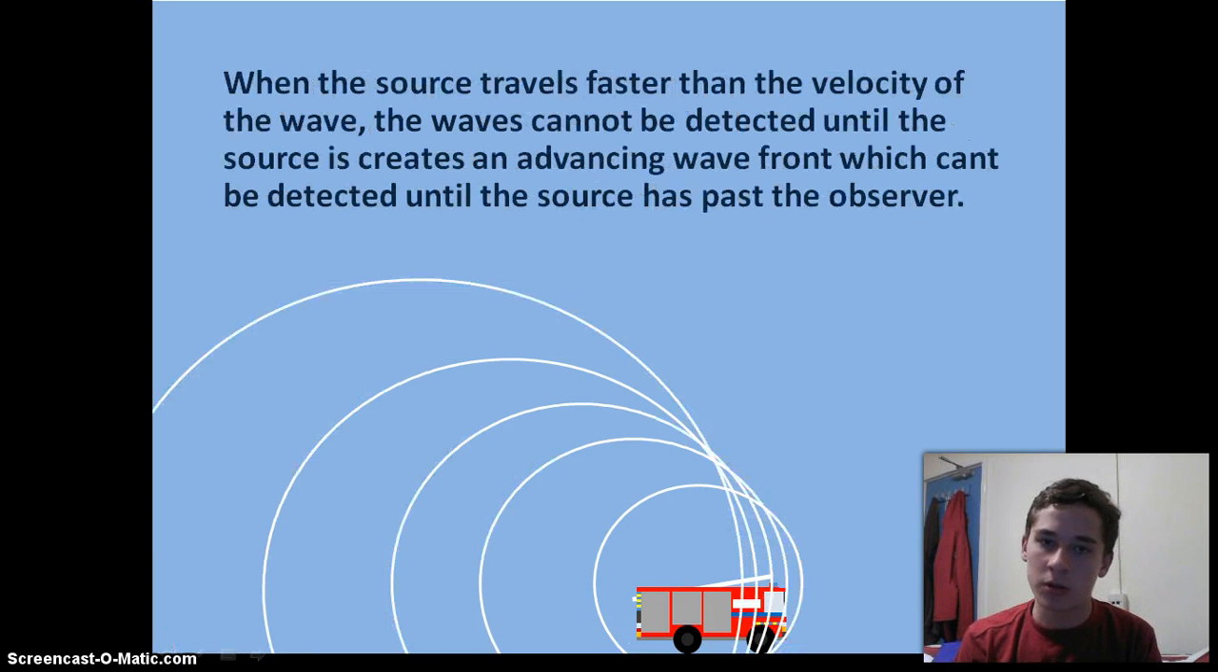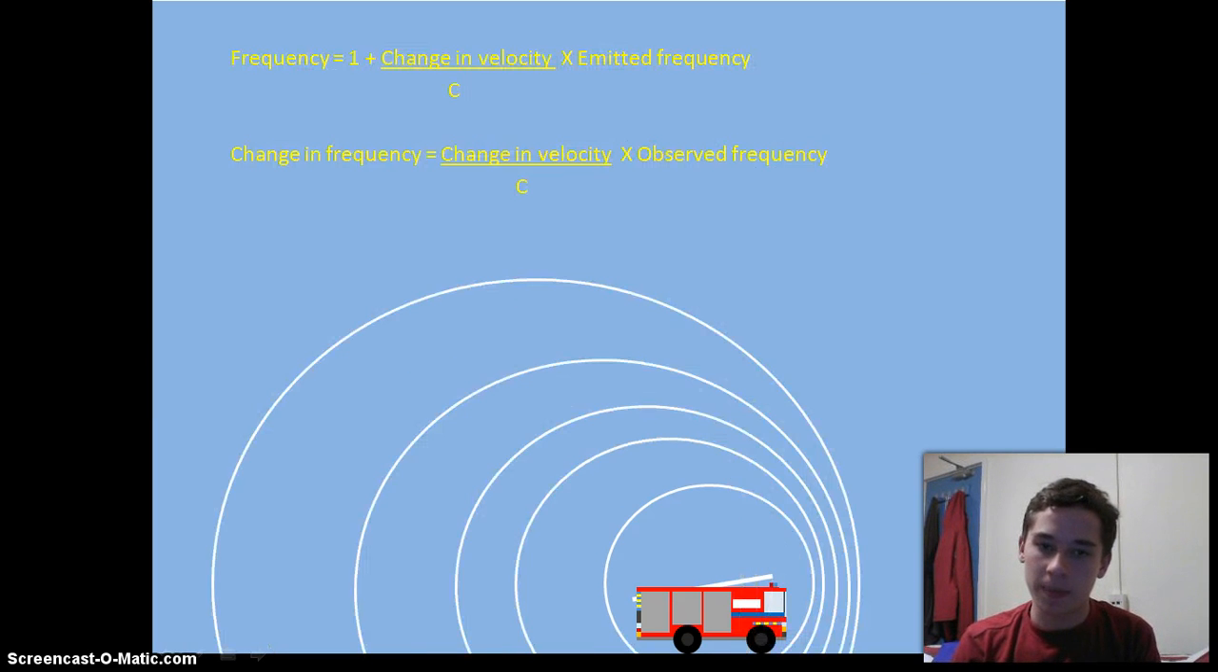When the source travels faster than the velocity of the waves, it cannot be detected until the source has passed the observer, as the source creates an advancing wavefront. As you can see here, the wave that has just been emitted is actually overtaken by the truck, and a new wavefront emerges, slightly in front of the previous one, and therefore you get these advancing wavefront effects, which you can see here.